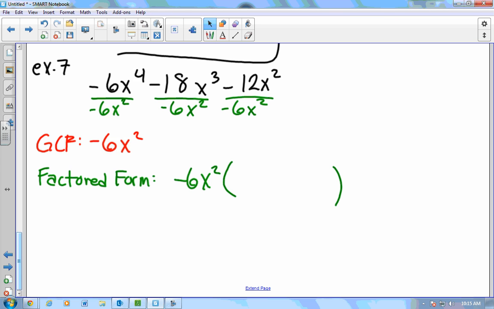Stand up when you think you have your answer. Oh, this one has, yeah, we don't divide on the x's. It's just this one has 4, this one has 3, this one has 2. So I can take at least 2 from all of them. It's the coefficients you have to divide on. Okay, stand up when you think you have the factored form.